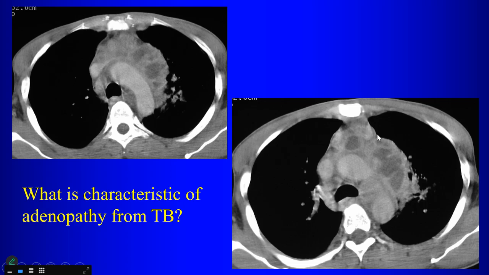Also, there's kind of a matting of lymph nodes. You can see that the fat planes might also be obscured. So that's a finding that might suggest tuberculosis if we see that. There is a particular tumor that can also look like this when it's metastatic. What tumor is that?